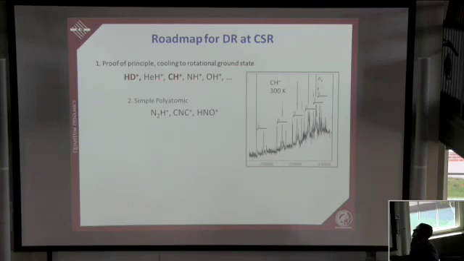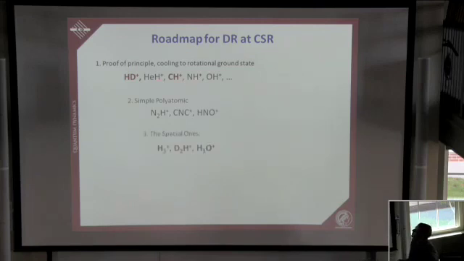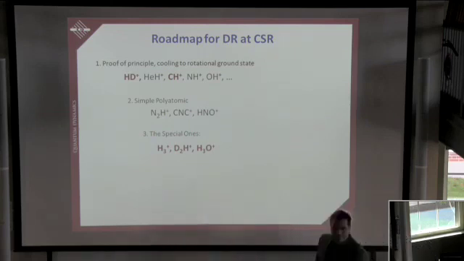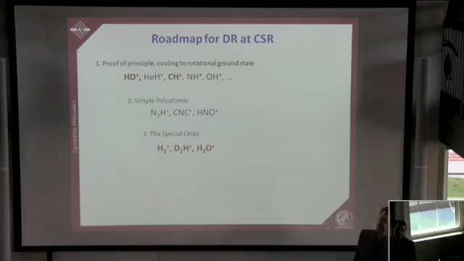Okay, then come simple polyatomic ions like these ones, HNO+, N2H+. Then come what I like to call the special ones. Our pet molecule H3+, of course, we still have to deal with that problem. It's still not over. A special role there might be D2H+, because if you want to do this detailed comparison with theory, it will be hard in the beginning at least to really show that we have only the rotational ground state of H3+. We don't have a viable laser spectroscopy scheme for that, although we're working on it.